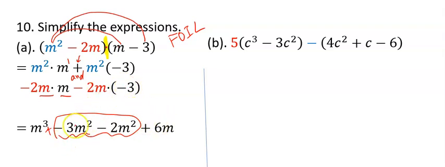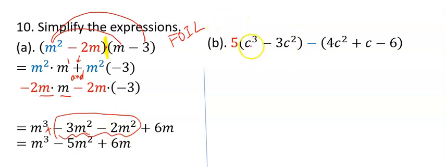So now when we finish multiplications, we can look at the subtraction and addition, and see if we have any like terms to combine. And these two circled, they are like terms. So we can go ahead and combine them. -3 minus 2, it's -5, and bring down m squared. And the m cubed and the 6m, because they are not like terms, we just have to leave them there. So now all of these are non-like terms. So that would be the final answer.